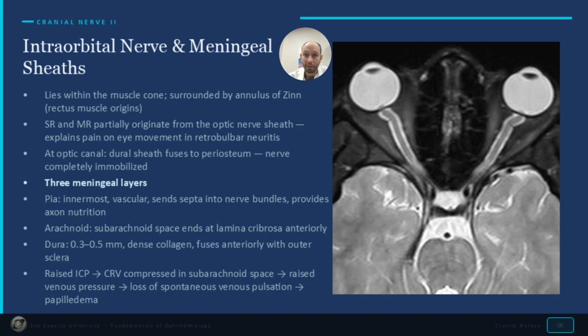When there is a rise in intracranial pressure, this increases the pressure on the whole CSF system. And this will also affect the venous pressure in the nerve, thus keeping the veins from collapsing. So the spontaneous venous pulsations that you would normally see during ophthalmoscopy, you may not see during your exam in cases of increased intracranial pressure. However, that's still a pretty subjective test and not 100% reliable.